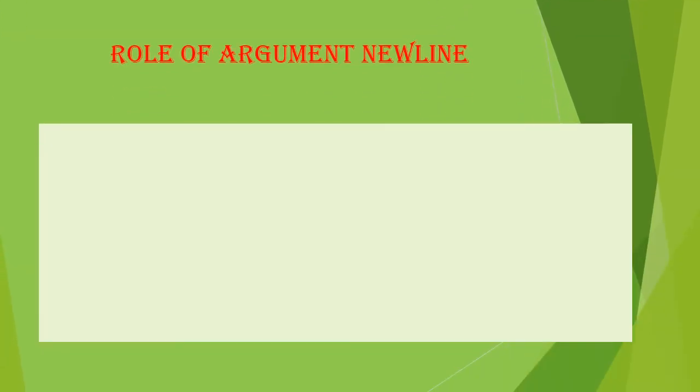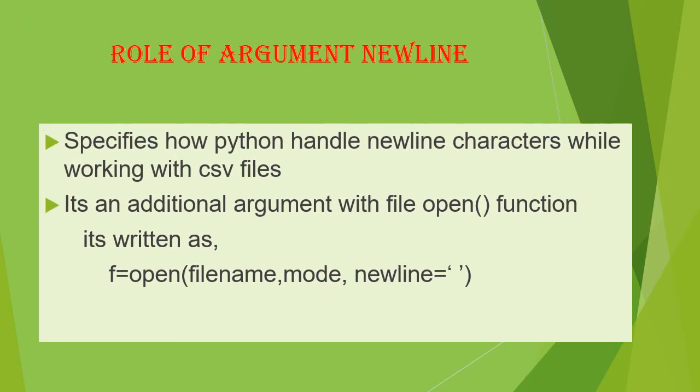Now, what is the role of that? In the CSV file we have one more thing in the opening argument, called the newline argument. Why do we use this? That is what we are going to study next. Python specifies how to handle newline characters while working with a CSV file. In addition to the file name and mode, we have one more argument, the newline argument.